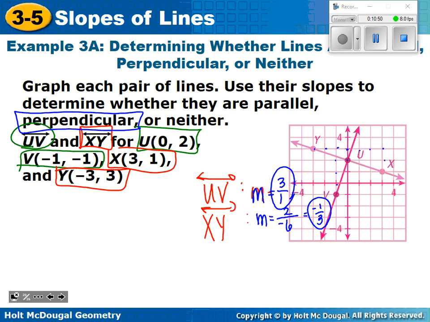What about, oh yeah, are these perpendicular? No. Are they opposites? But are they reciprocals? No. So be careful. Just because the signs are flipped doesn't mean that they're perpendicular unless the numbers are flipped. Okay? If the signs are changed and the numbers are flipped. Okay, what about this?